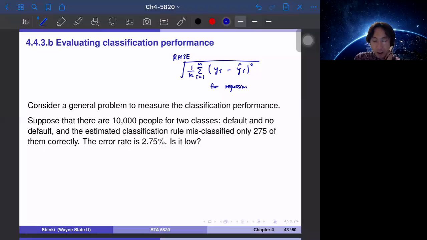If y is continuous. But how about classification? What rule should be used? So one is error rate, right? But that isn't sometimes enough. So consider this example.